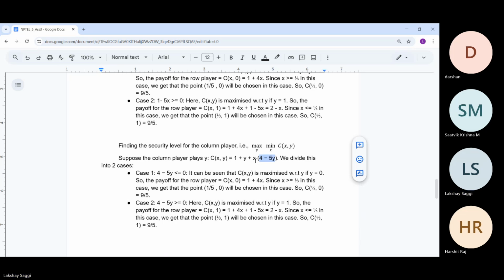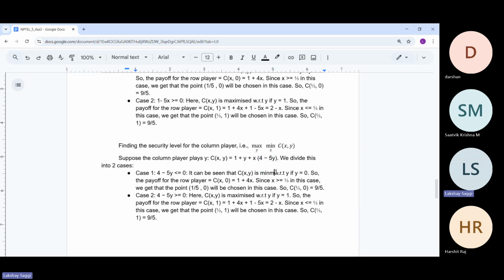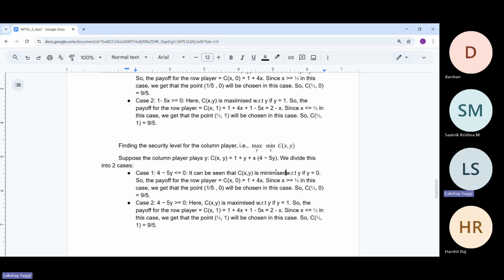It's like x will likely be changing with respect to both these values. So here it can be seen that 4 minus 5y is a negative term. So this whole term we want to minimize now. We don't want it to maximize, we want to minimize it. So it's minimized with respect to x.